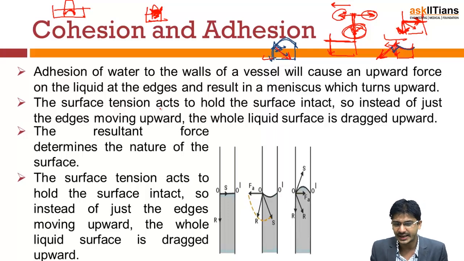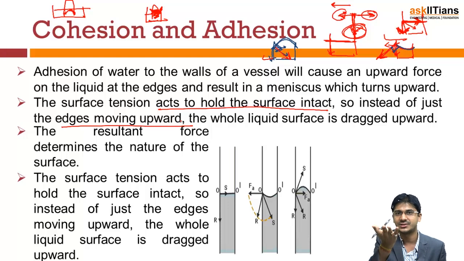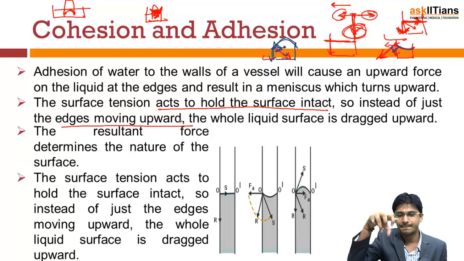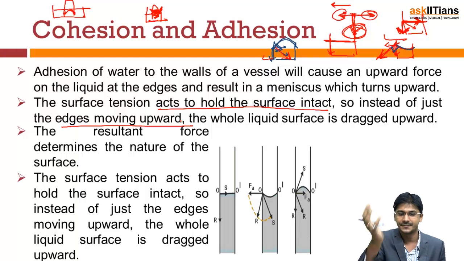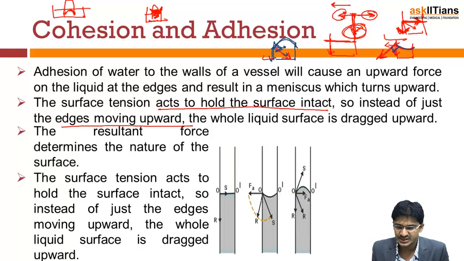So the surface tension acts to hold the surface intact. Instead of just the edges moving upward, the whole liquid surface is dragged, because the cohesion and adhesion will try to drag the surface that is in contact with the flask or the capillary. It will try to drag only those, but the surface tension holds the whole surface together, so it pulls up the whole thing. So we have seen how this is acting.